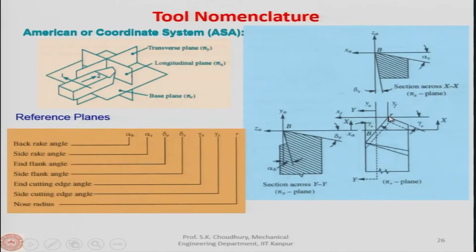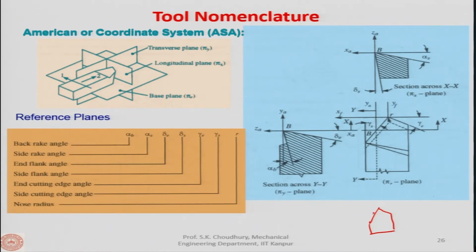So, there are 6 angles altogether, and another important parameter is the nose radius. So, this is the R. Normally what happens is the tool is not very sharp, because when the tool is sharp, let us say like this, in this case there will be a lot of stress concentration, okay, and the tool may be broken and it can actually chip. So, that is the chipping of the tool. It can actually break as soon as it comes in contact with the workpiece.